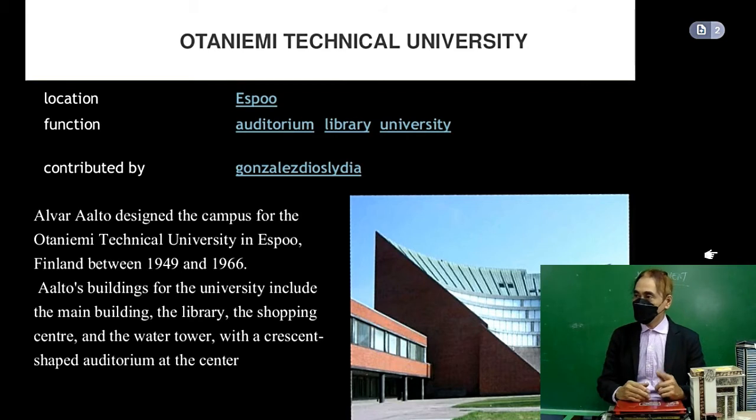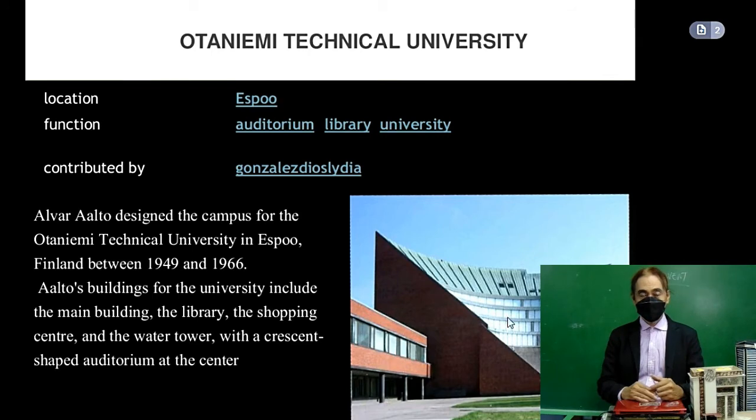The Otaniemi Technical University, location Espoo, function auditorium, library, and university. Alvar Aalto designed the campus for the Technical University in Espoo, Finland, between 1949 and 1966. Aalto's buildings for the university include the main building, the library, the shopping center, and the water tower with crescent-shaped auditorium at the center.